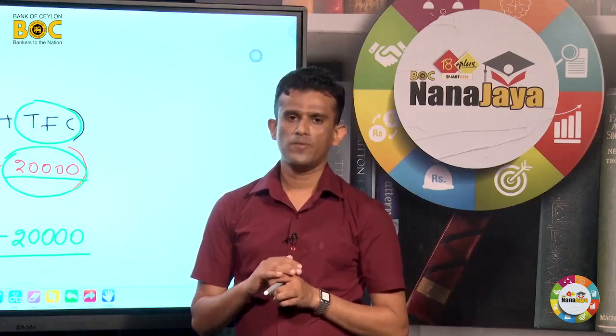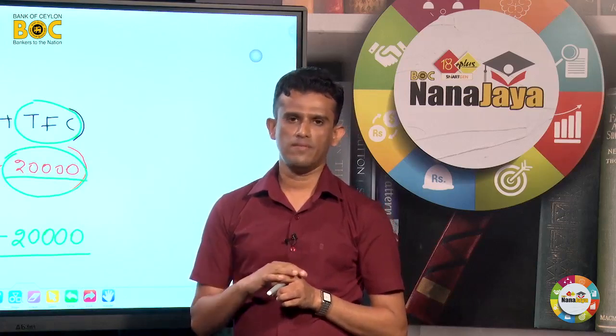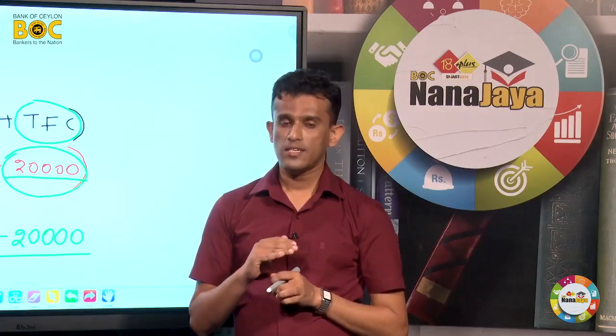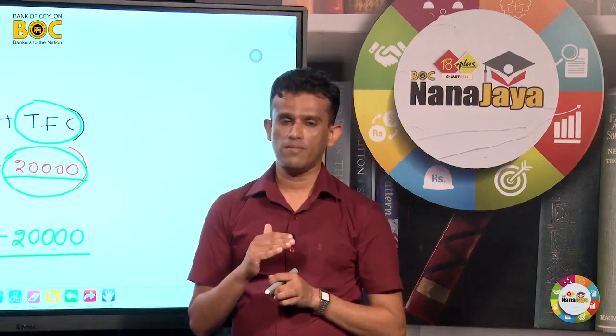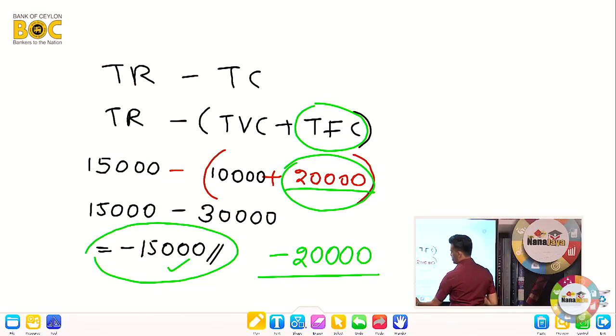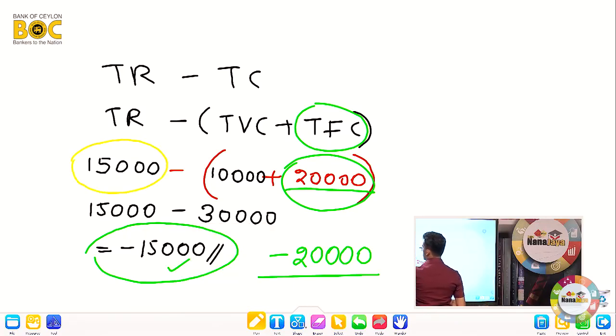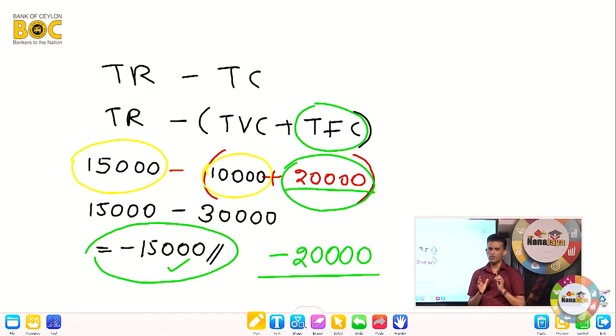So therefore, as far as a firm is receiving a total revenue greater than the total variable cost, in this example, total revenue is 15,000 and the total variable cost is 10,000. So from the total revenue, after recovering the variable cost, a part is there for the firm to recover at least a part of this unavoidable fixed cost.